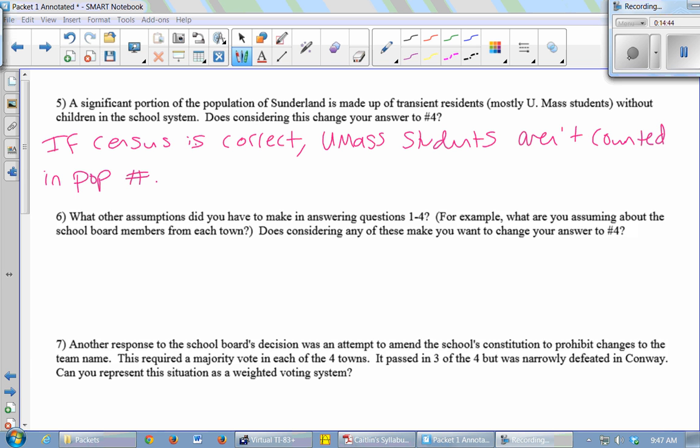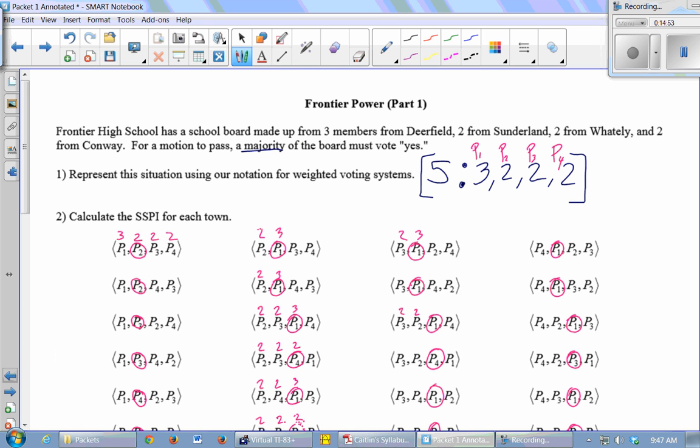Okay, another assumption that you made in answering questions 1 to 4. We assumed that all members from the same town would vote together when we calculated this power. We assumed that these 3 members from Deerfield are like one coalition, one block, that will always vote the same way. So if that's not true, then these power calculations don't really hold.